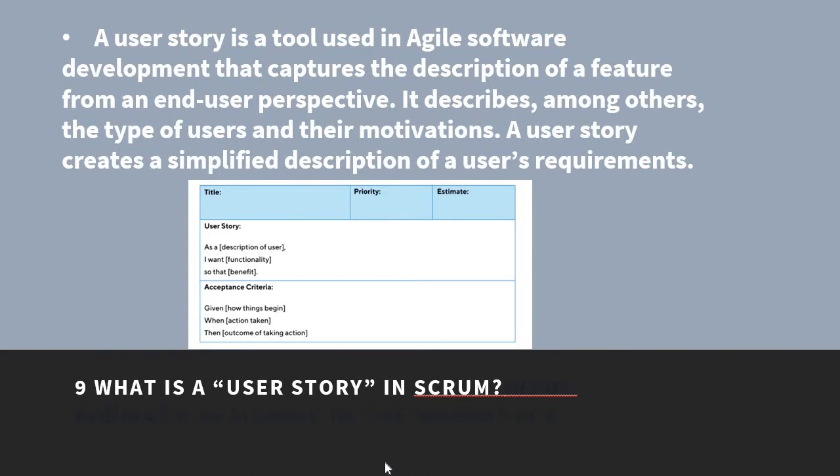What is the user story in Scrum? A user story is a tool used in agile software development that captures the description of a feature from an end user perspective. It describes, among other things, the types of users and their motivations. A user story creates a simple description of a user requirement. On the bottom, you can see a sample user story.